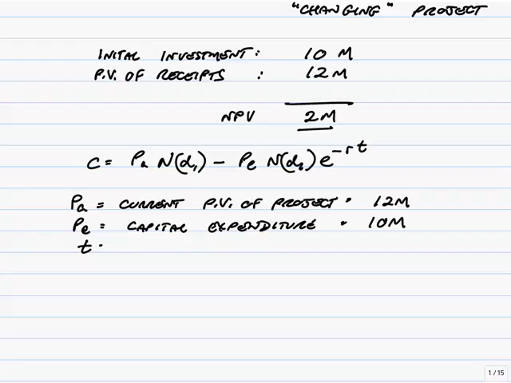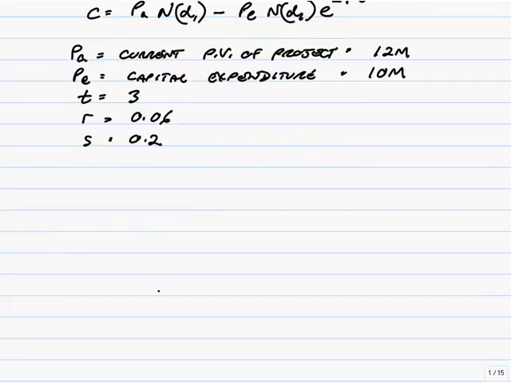T, the time to expiry, well, is 3 years. It's in 3 years' time that we're able to invest. The risk-free rate is 6% or 0.06. The standard deviation, again, we're given, is 20% or 0.2. So let's put those values in the formula and work out the value of the option.